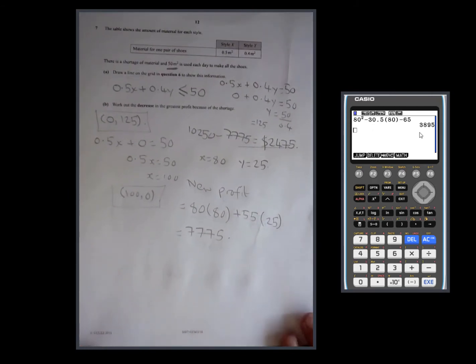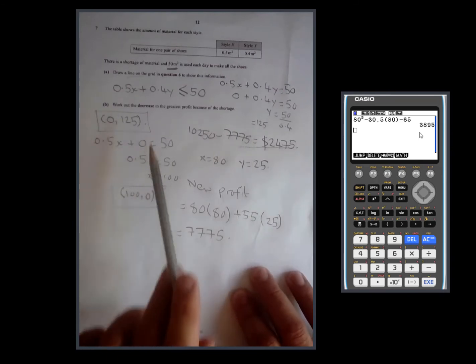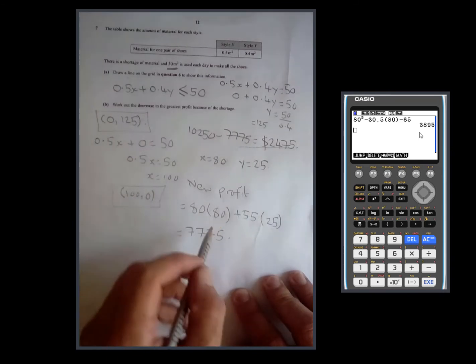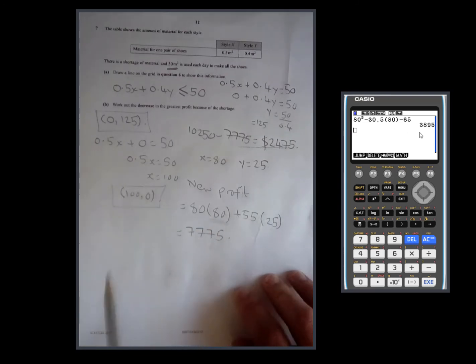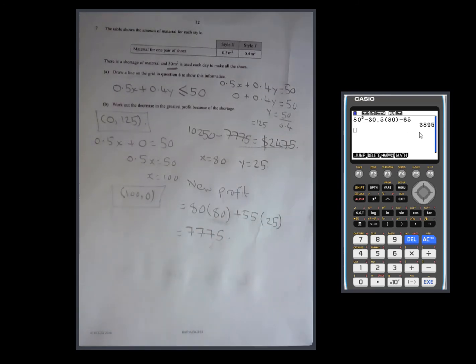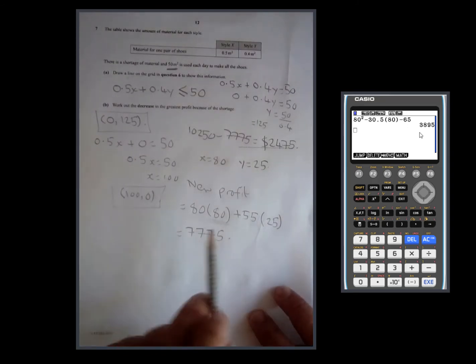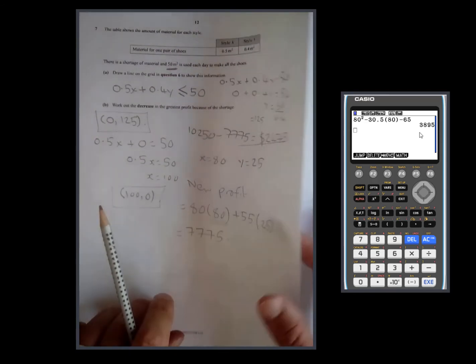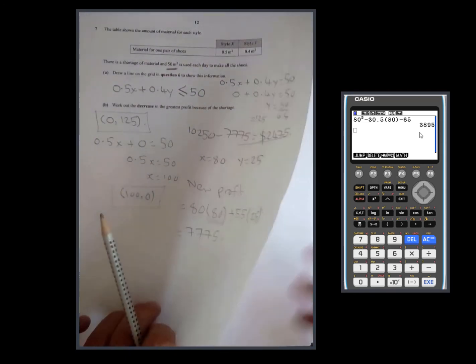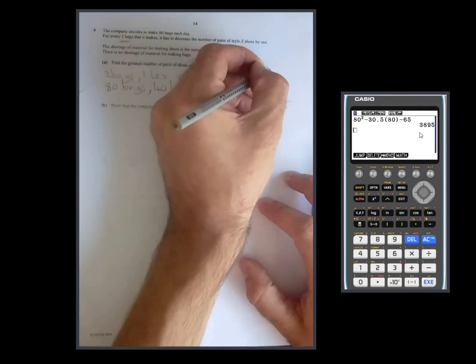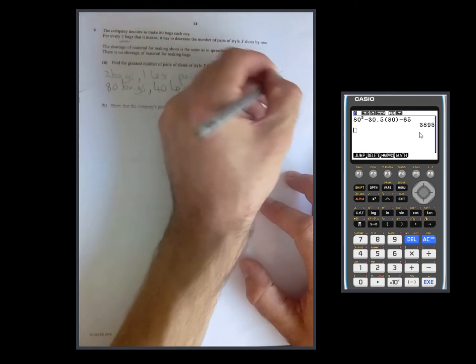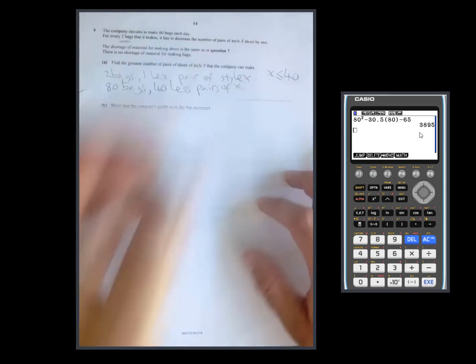So if I look at question 7, I can see that we made 80 pairs of style X, right? And that was after looking at the graph. We drew the new line in, and we realized we made 80 now. So we're going to have to reduce this number by 40. So we can make at most 40 pairs of style X. So that means the number of X needs to be less than or equal to 40.